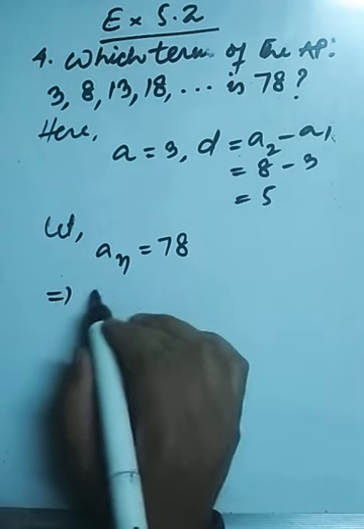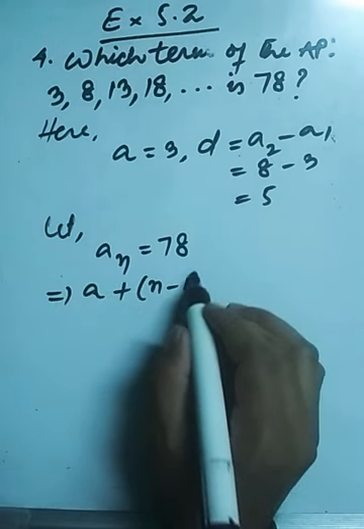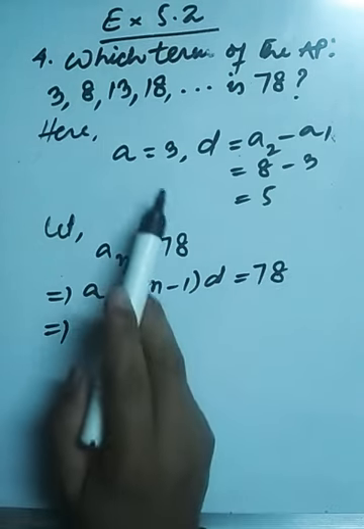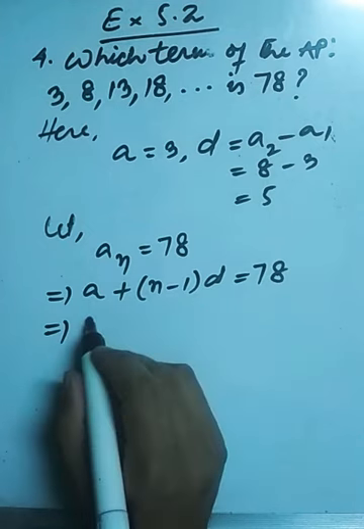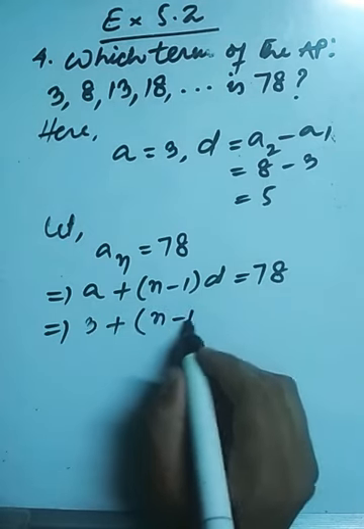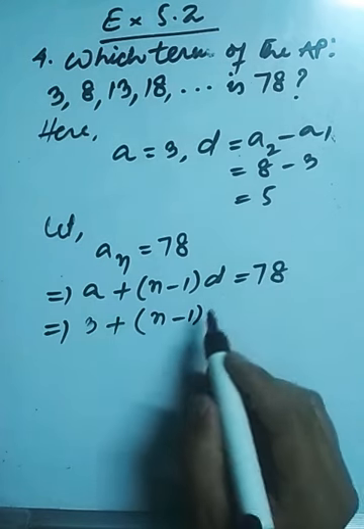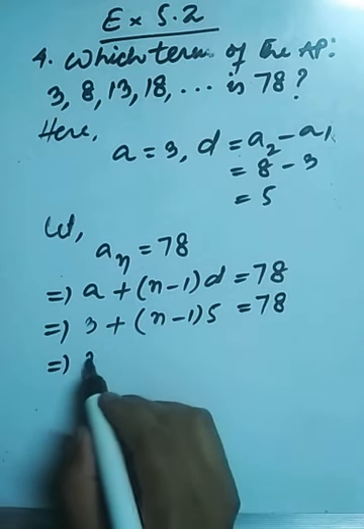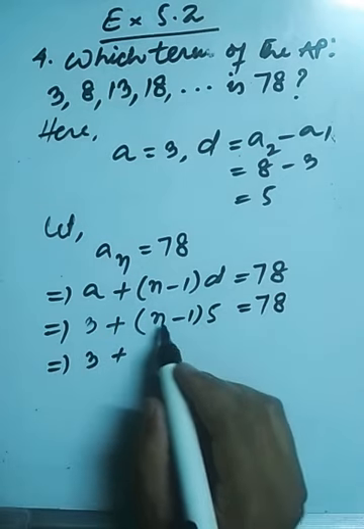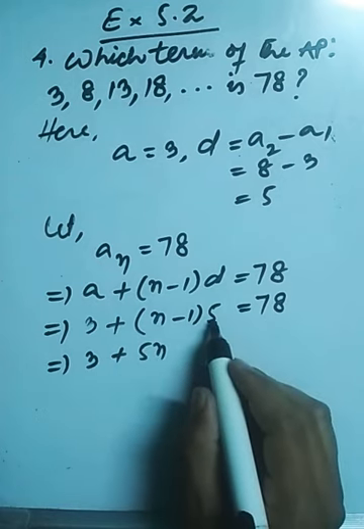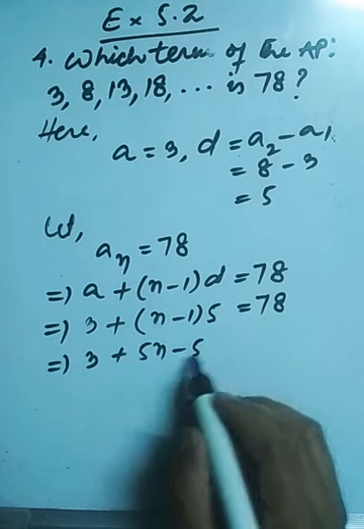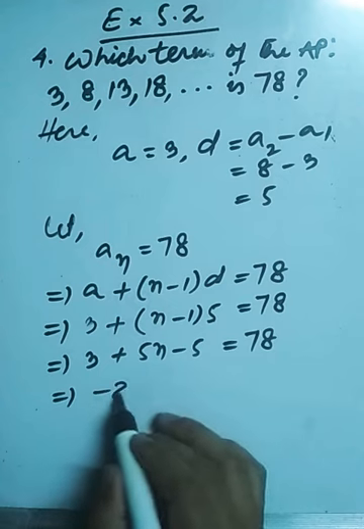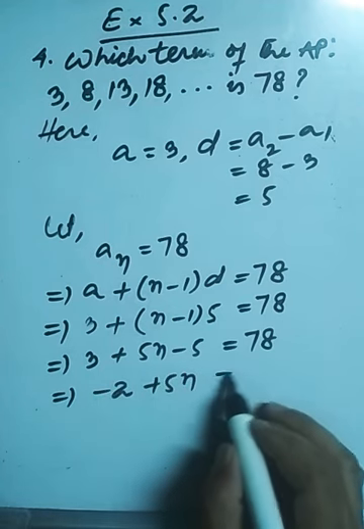So let us apply the formula now. A plus (N minus 1) whole times D equals 78. So what is the value of A? 3. So it will be 3 plus (N minus 1). What about D? 5. So there will be 5. Then 78. So 3 plus 5 into N will be 5N. 5 into minus 1 will be minus 5, then 78. So 3 minus 5 will be minus 2, plus 5N equals 78.